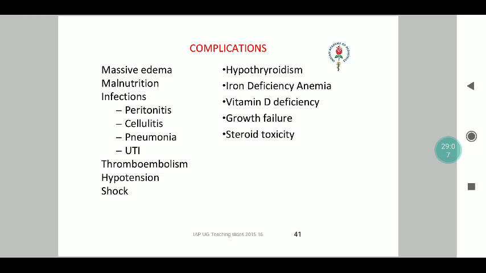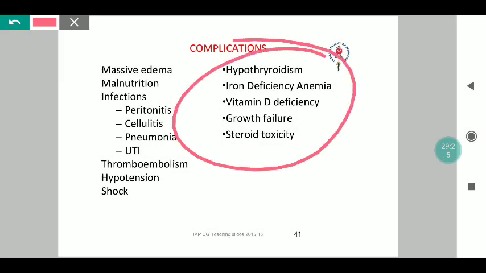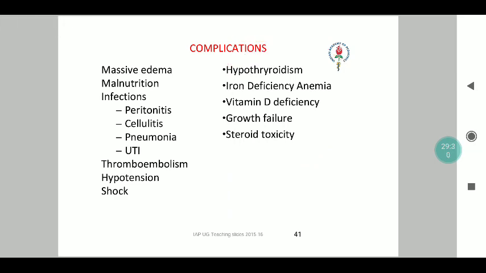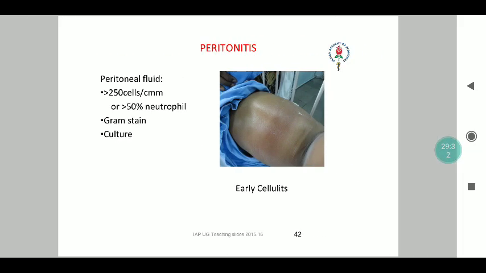Now coming to the complications. The complications of nephrotic syndrome can include massive edema and malnutrition. They are prone to infections in the form of peritonitis, cellulitis, pneumonias, and urinary tract infections. They are prone to thromboembolisms, hypotension, and shock. Apart from that, you should also do a workup for hypothyroidism, iron deficiency anemia, vitamin D deficiency, growth failure, and steroid toxicity, all in one.